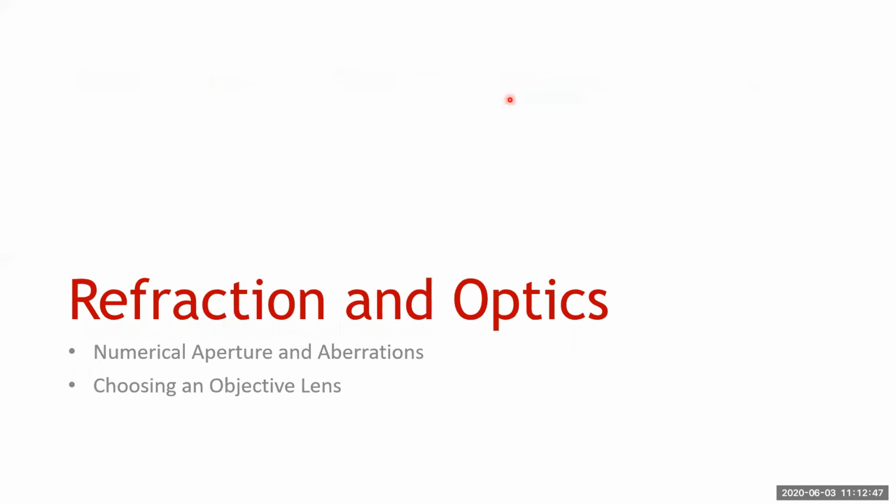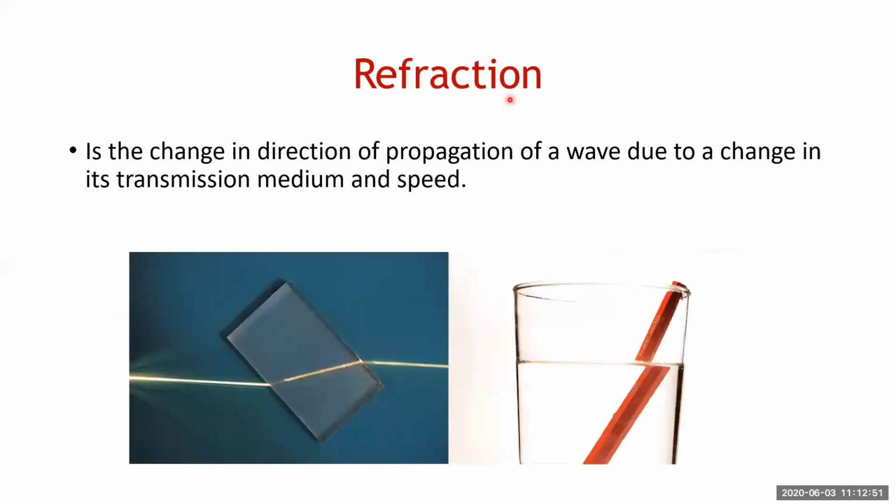Right, let's start off with refraction and optics. The major components in microscopes are basically glass, and what that glass does is herd the light in the direction that you want.